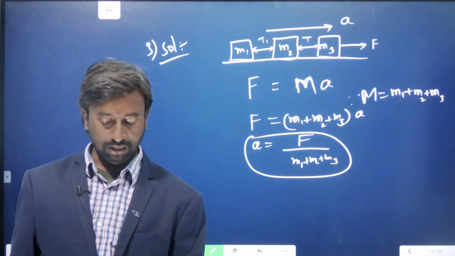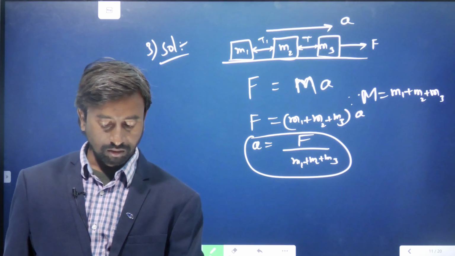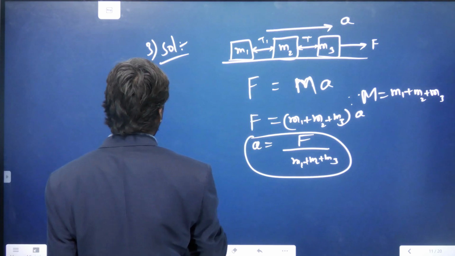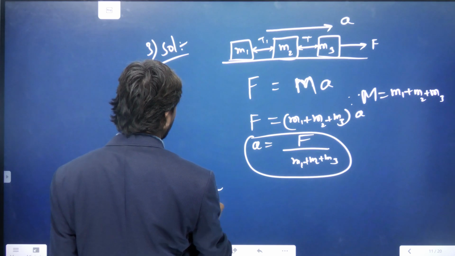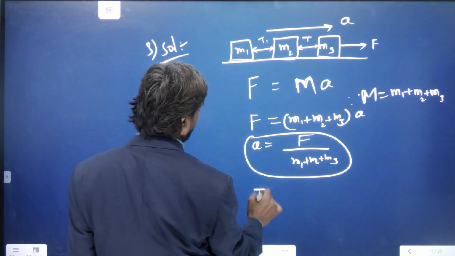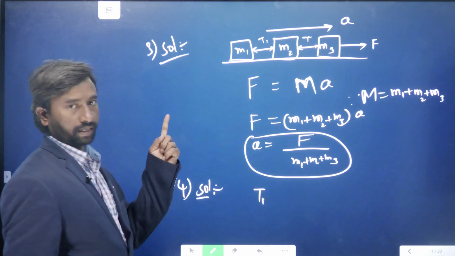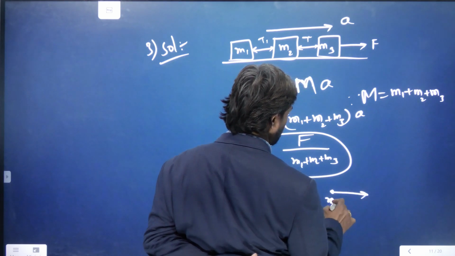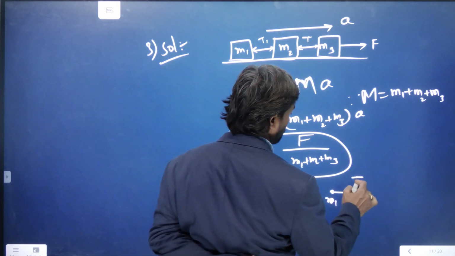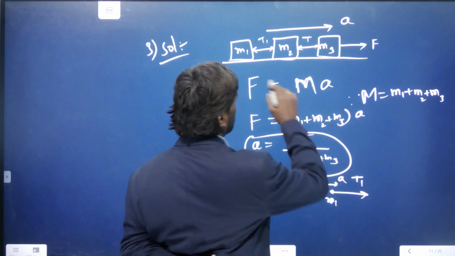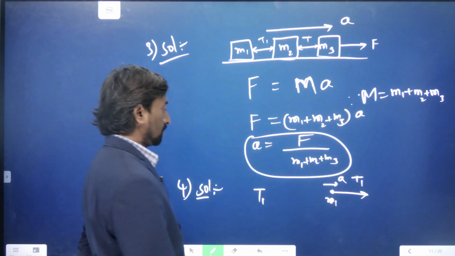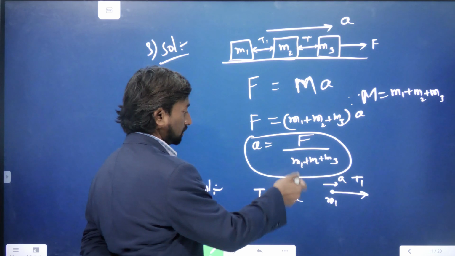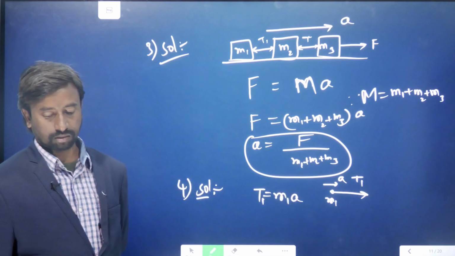And in the same problem, in the fourth one, they are asking what is the tension T1. What is the value of T? To find out T, we will write the free body diagram. See, the mass M1 is there, and only one force, the tension, is acting on it, and it is moving with acceleration in the right side direction. So from this we get the equation M1 into A. What is the A value we got here? F divided by that value, no? We can substitute here and we will get the answer.